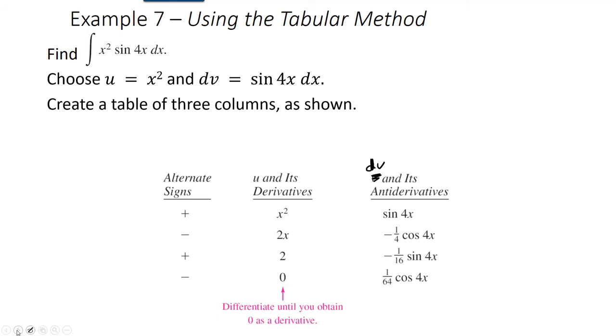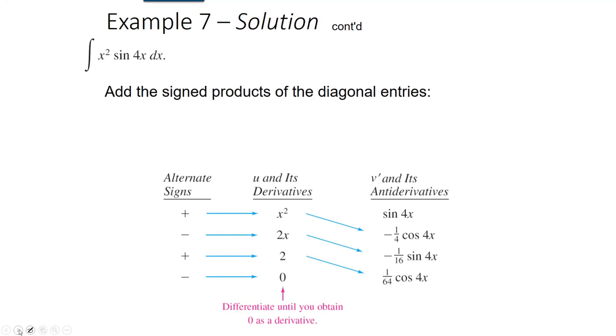So now what we're going to do is we're going to move across the table in this pattern here, across and down, until we get to 0. And we're going to multiply across and then add the resulting terms. So, for example, the first product is going to be positive x squared times negative 1/4 cosine of 4x, or in other words, negative 1/4 x squared cosine 4x.